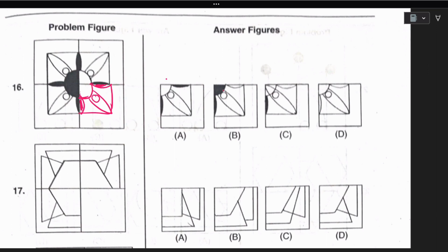So let's keep an eye, and here this should not be shaded, so B is eliminated. Here this left one is shaded, but this one is not shaded, so we will be eliminating C as well. And the last one comes here. Here also this needs to be shaded, but it is not shaded, so we will be eliminating D. So we will be selecting A as our correct answer.